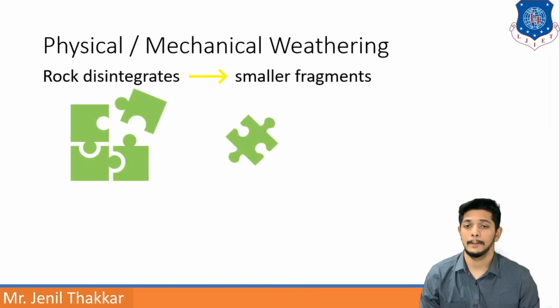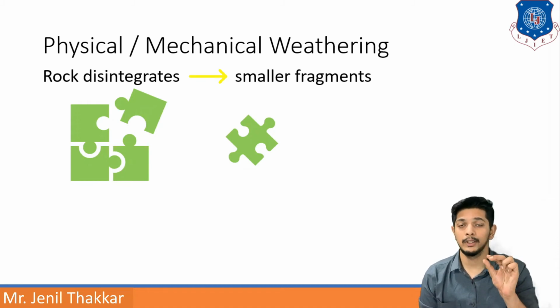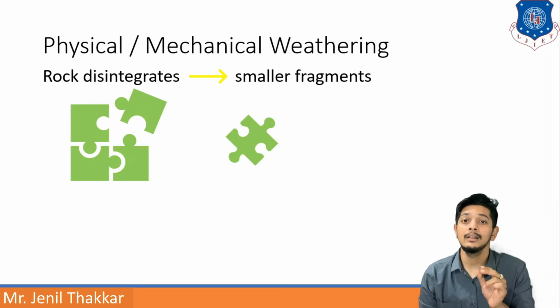Physical weathering. So rock disintegrates into smaller fragments. Now disintegration into smaller fragments makes them transportable. Then the soil will be transported and then deposition and then upheaval. That is how the soil is formed.